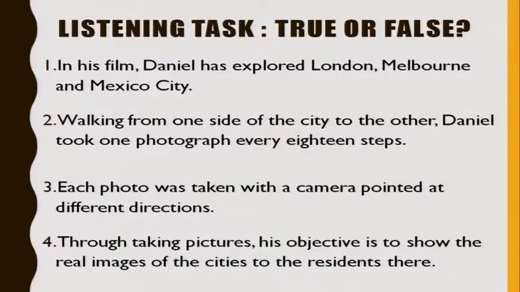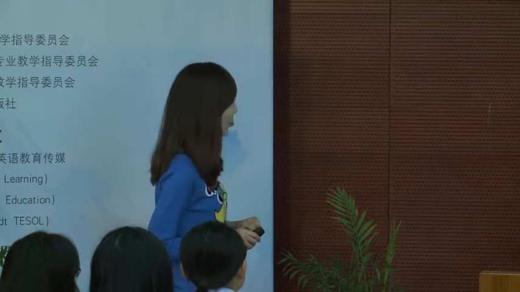Okay, and you'll have to judge whether these 4 statements here are true or false after the listening. Okay? So, if you're ready, here we go.